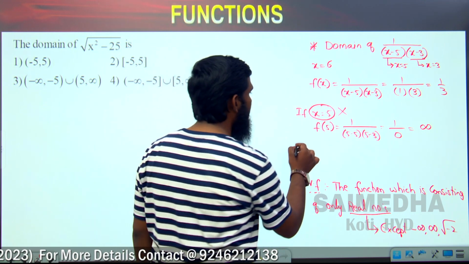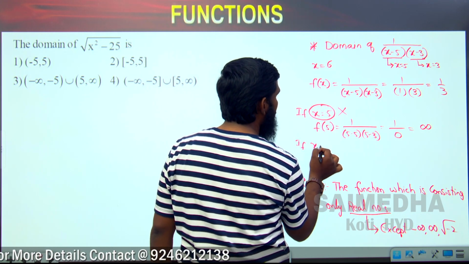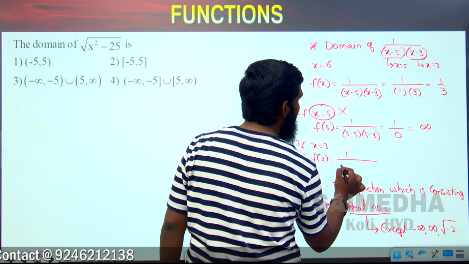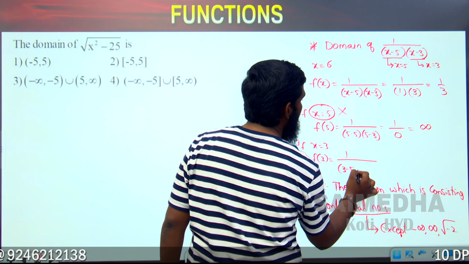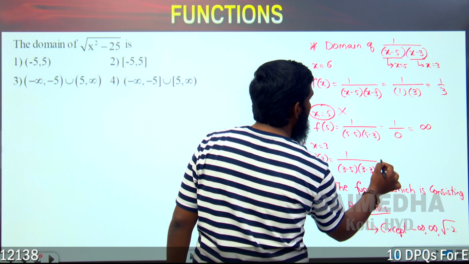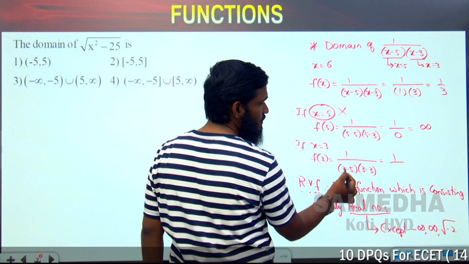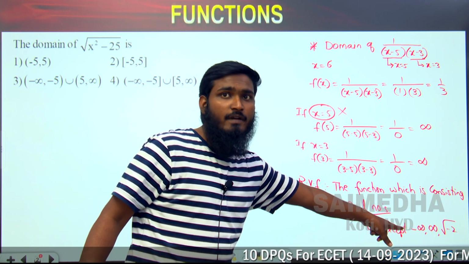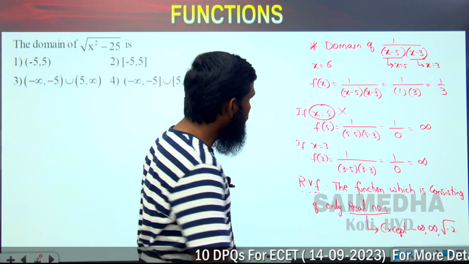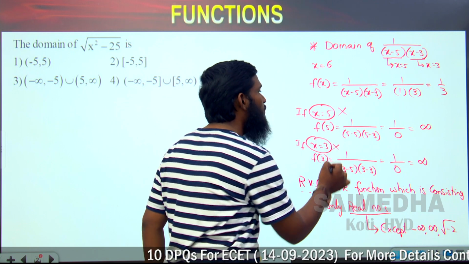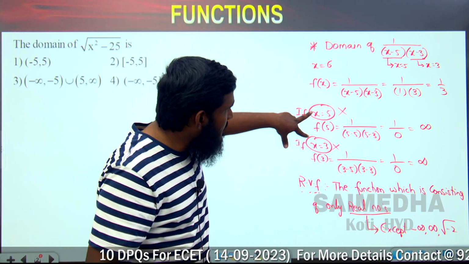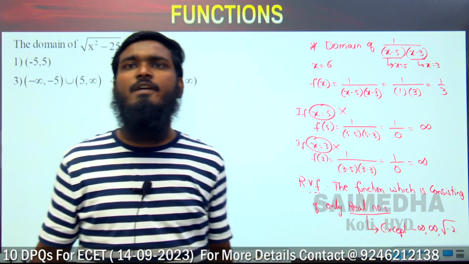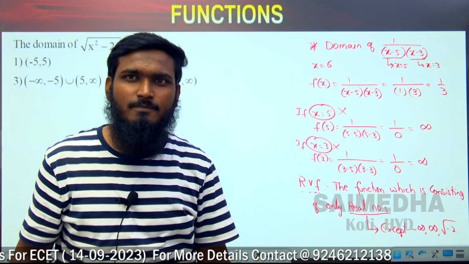Similarly, if x is equal to 3, f of 3 is equal to 1 divided by (3 minus 5) into (3 minus 3), which is 1 divided by 0, so it is infinity. Again we can't call it a real number, so this x value also we have to remove from the domain. Except these two values, all the other numbers we can take as the domain of that function. Understood the point?